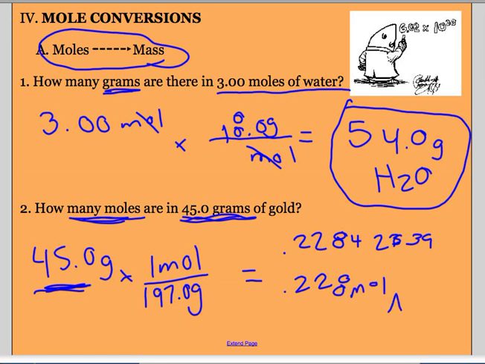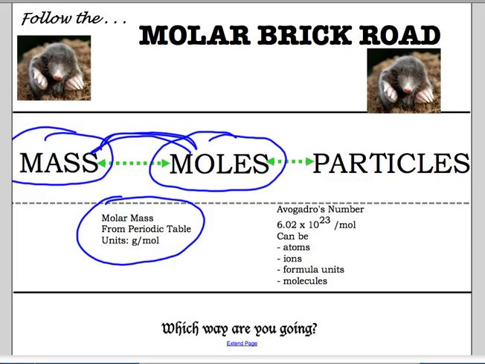moles of gold. So we have the number right, we have our sig figs, we have our unit, and we also have our chemical. And that would be our answer. And then just keep in mind, if you notice, for both of these, we used our molar mass, because we were going from mass to moles, moles to mass.